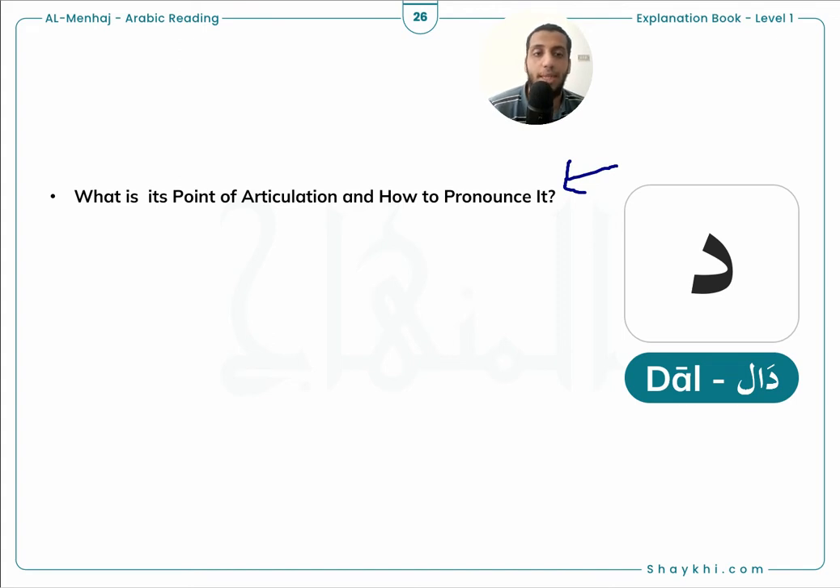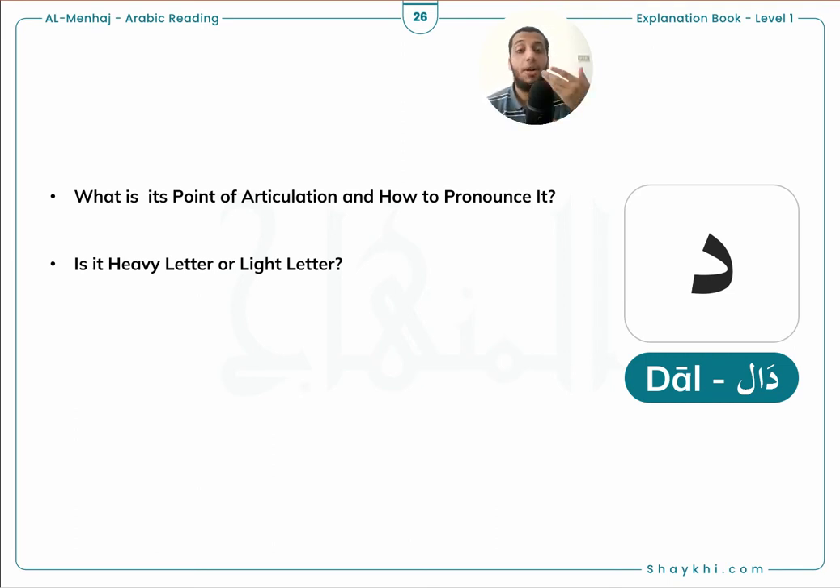Let's now move to the second question, which is whether Dal is a heavy or light letter. When we ask whether a letter is heavy or light, we are speaking about the back of the tongue. If the back of the tongue is raised, the letter will be heavy. If the back of the tongue is not raised, the letter will be light.